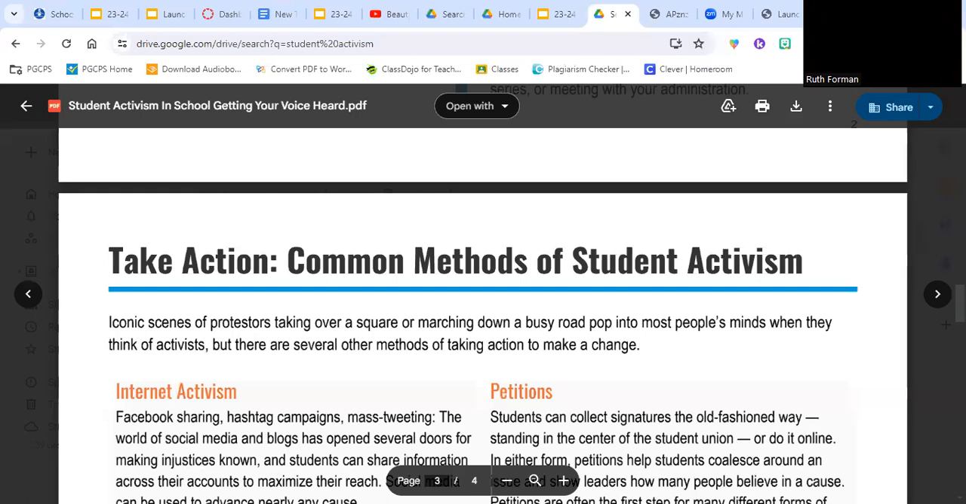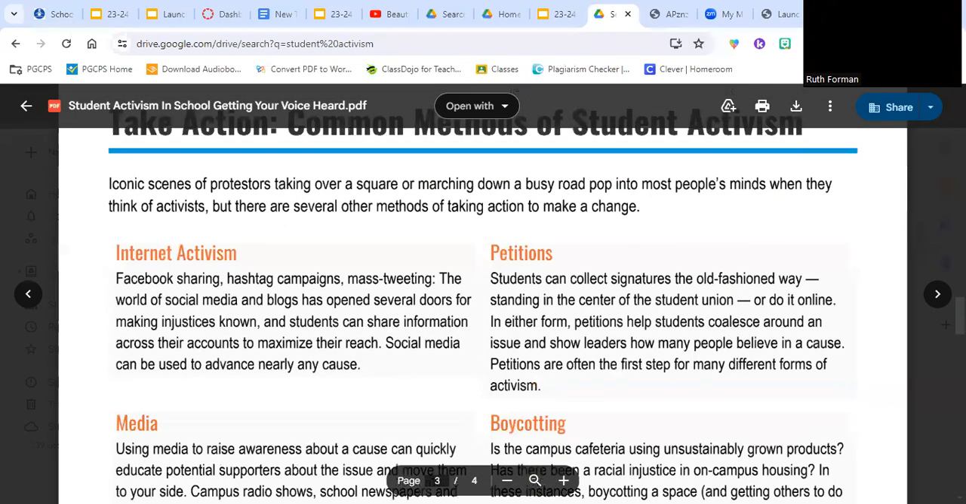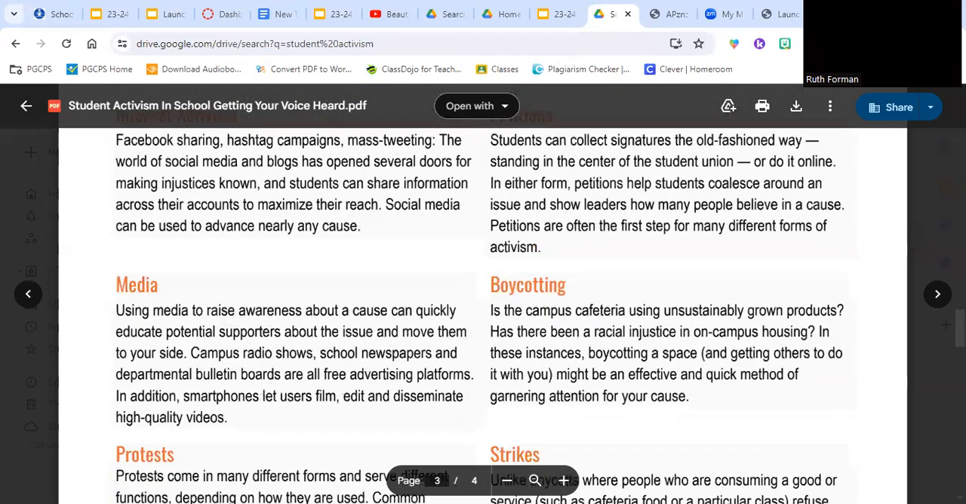Common methods of student activism. Iconic scenes of protesters taking over a square or marching down a busy road pop into most people's minds when they think of activists. But there are several other methods of taking action to make a change. Internet activism: Facebook sharing, hashtag campaigns, mass tweeting. The world of social media and blogs has opened several doors for making injustices known, and students can share information across their accounts to maximize their reach. Social media can be used to advance nearly any cause.